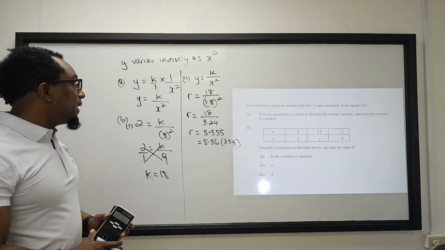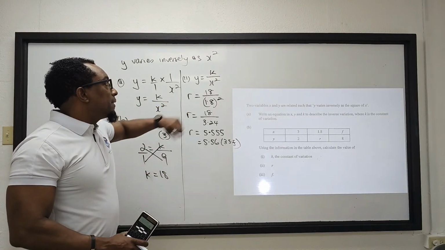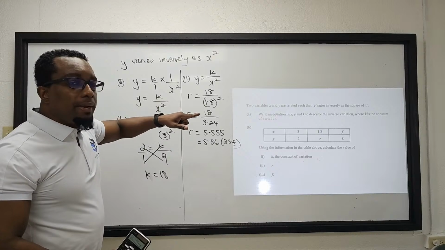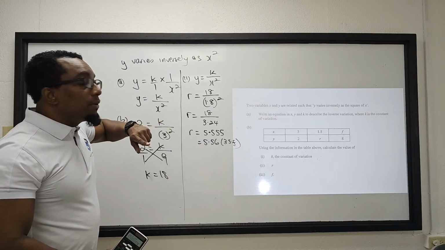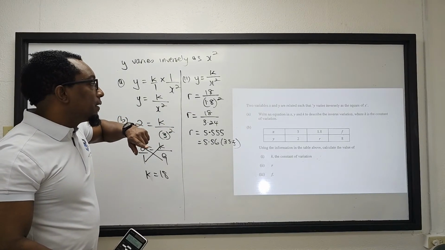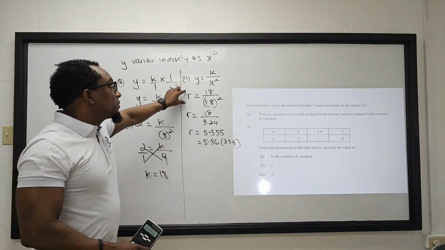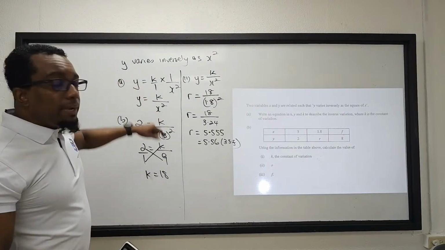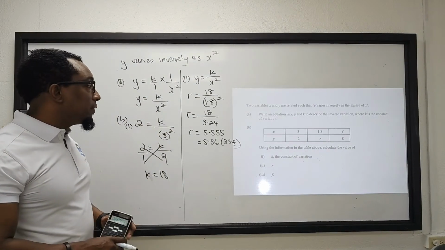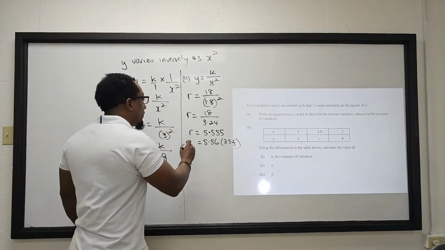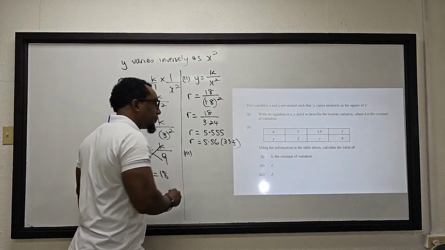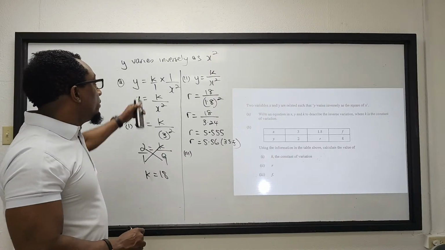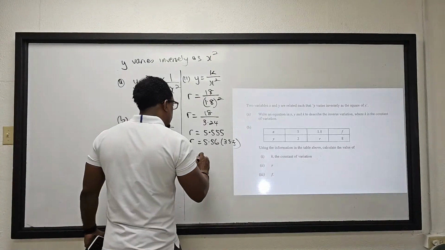So when k is 18, we replace k with 18. We know when x is 1.8, the corresponding value of y is r, so we replace y with r and x with 1.8 in the equation established initially to find the value of r. Let's do the same for part 3. Let's find f. So again, we use the equation established initially.